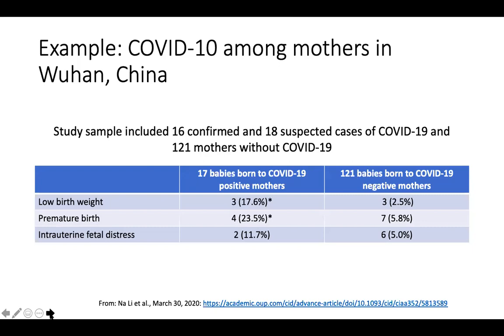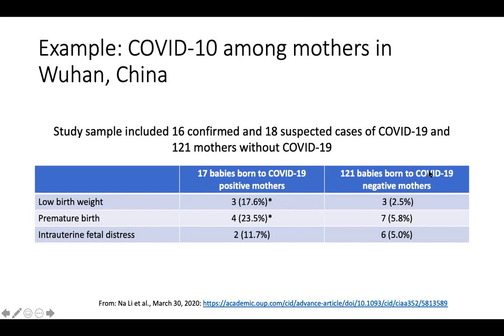So what they were interested in was mothers who had COVID-19 pneumonia and the neonatal effect, so the effects on the babies that were born to these mothers relative to those who were born at the same time period without COVID-19. This was an example from Wuhan. They had 17 babies born to mothers with COVID-19 and 121 born to negative mothers.